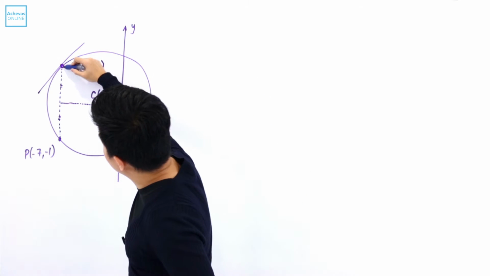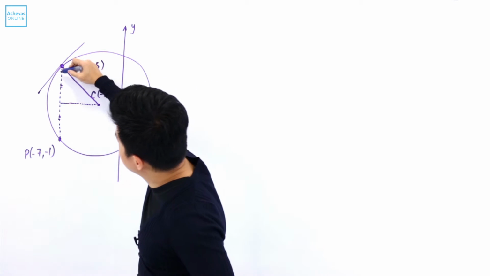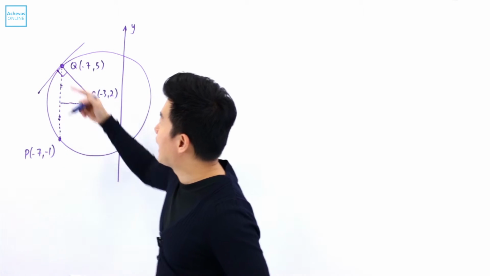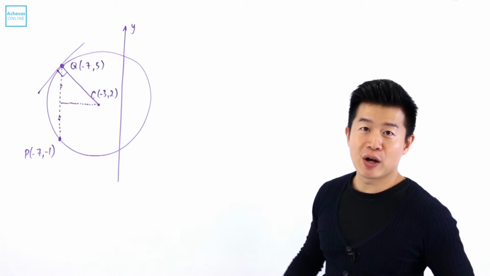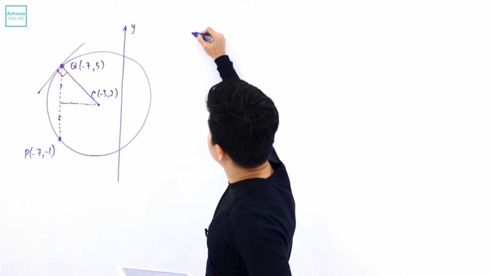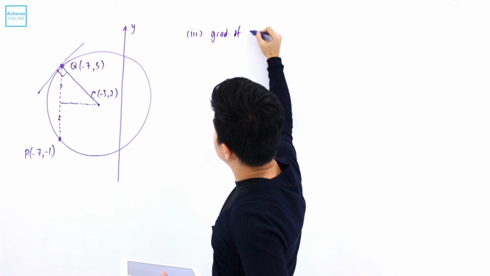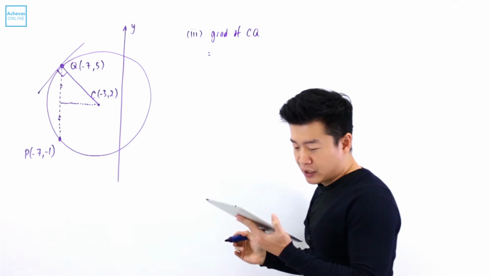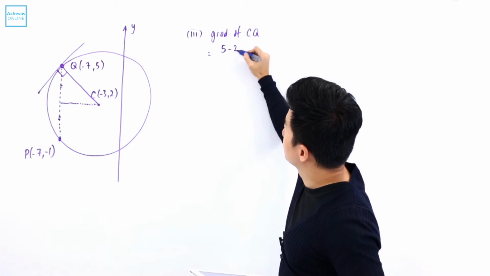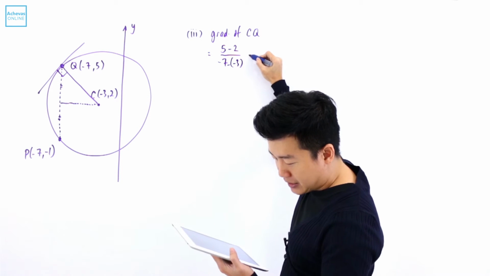And to do that, I'm going to first find the gradient of CQ, because this is going to be 90 degrees to here. With the gradient of this, I'll be able to deduce the gradient of the tangent. And with the coordinates of point Q, I will be able to come out with the equation of the tangent at Q. So let's find first the gradient of CQ. The gradient of CQ is going to be equal to 5 minus 2 divided by -7 minus 3.